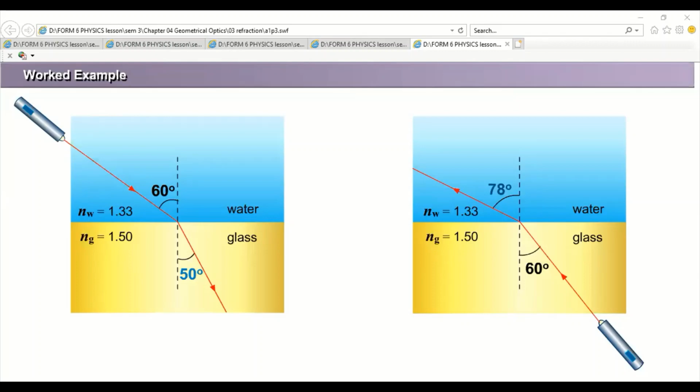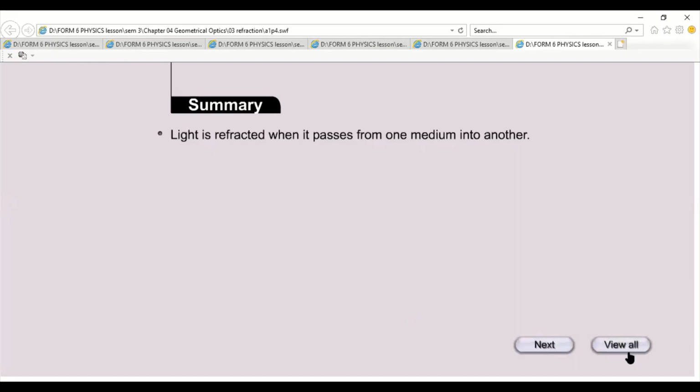Ladies and gentlemen, as a summary, we can say that light is refracted when it passes from one medium into another medium with different optical density, where according to Snell's law, sin i over sin r is equal to a constant, where the constant is the refractive index.